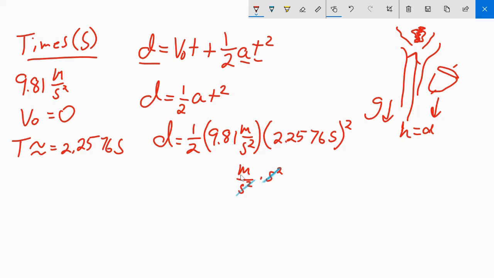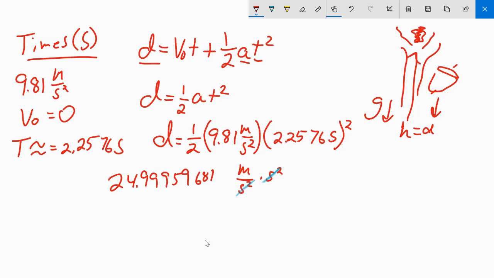All right, so let's go to our handy-dandy calculator and see what happens. 0.5 times 9.81 times 2.2576 squared. Make sure you get that square in there. If you don't have a squared button, just times 2.2576 again. And I get an answer. Wow, that's an ugly number. 24.99959681.